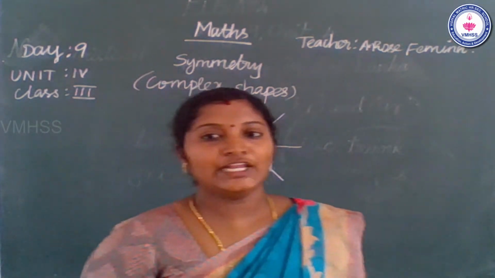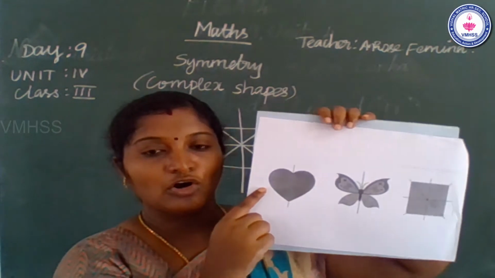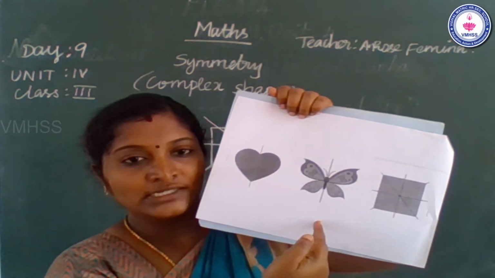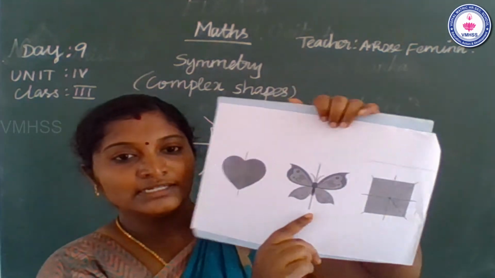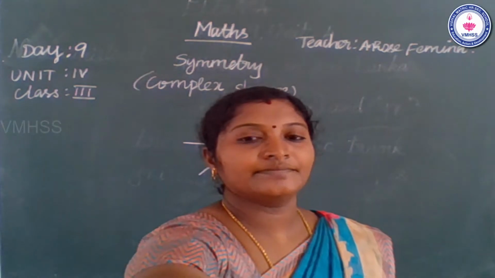So this is the line of symmetry. You already know. The first picture is a heart, and this is the dividing line. The second one is a butterfly. The third one is a square. So see the next slide.